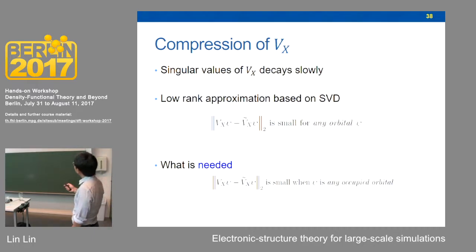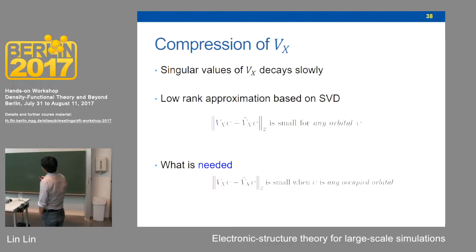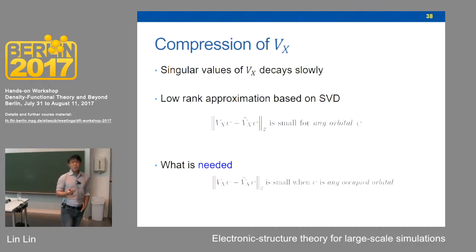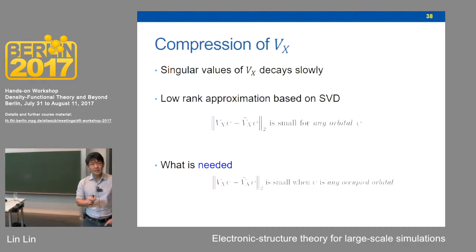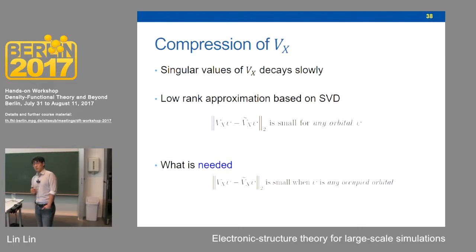And this is because although the singular values of Vx decay very slowly, when you apply a low rank approximation based on, let's say, singular value decomposition, what you're essentially saying is that Vx minus some approximation is small for any function. But this is not what you need. What you actually need is that Vx minus some approximation is small when applied to any occupied orbital, which is a physical number. It's not any orbital.